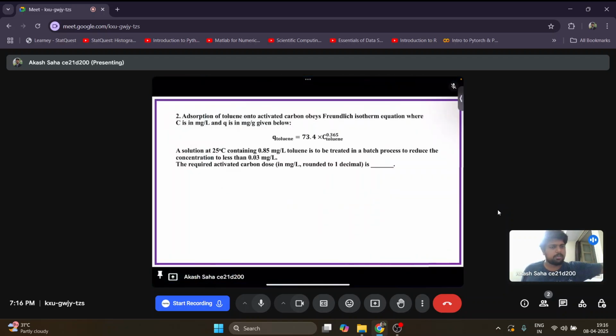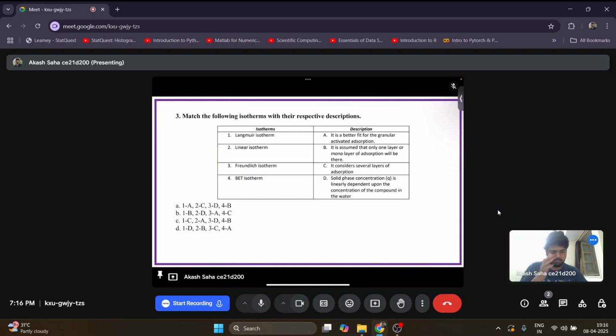Okay, moving forward. It says to match the following isotherms with their respective descriptions. We have four different isotherms: the Langmuir isotherm, linear isotherm, Freundlich isotherm, and the BET isotherm.